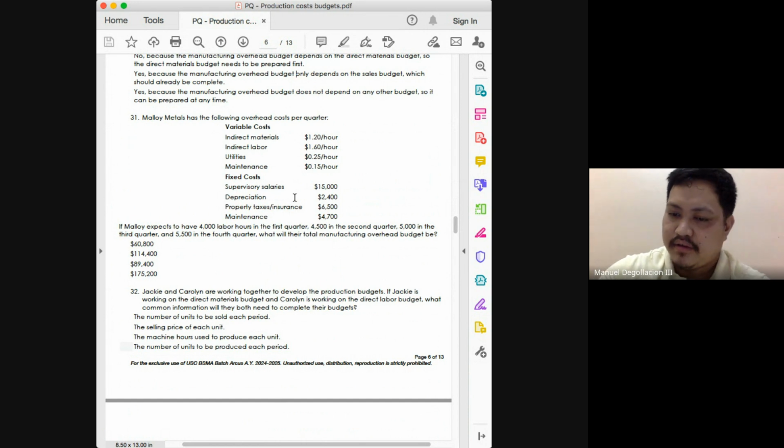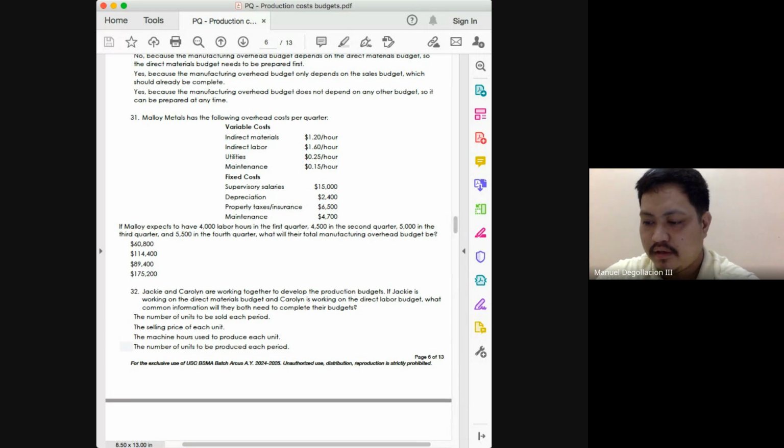Okay, so we have 15 plus 2.4 plus 6.5 plus 4.7. The total fixed cost is 28.6. Please take note of 28,600. Then multiply this by 4 since these costs are quarterly budget. So your annual fixed cost would be 114,400.